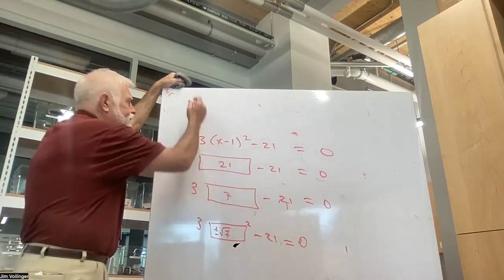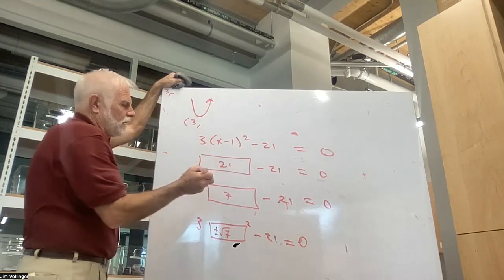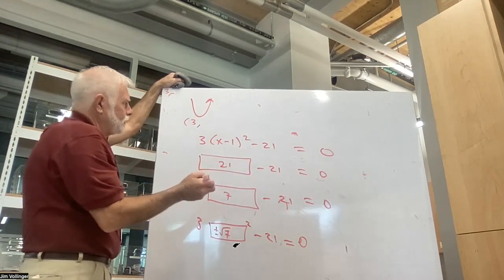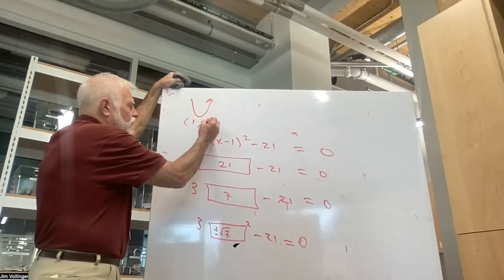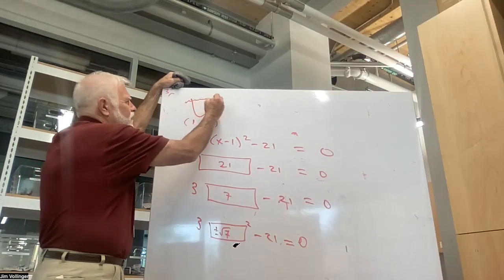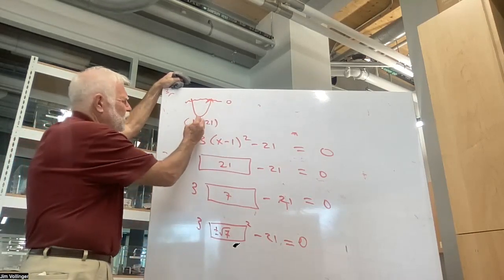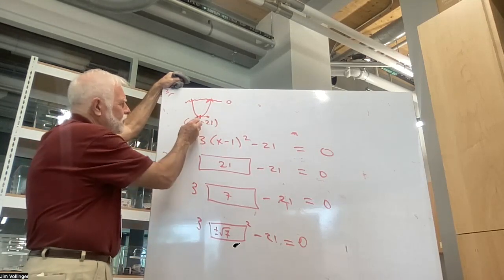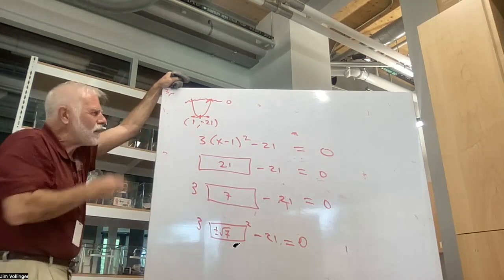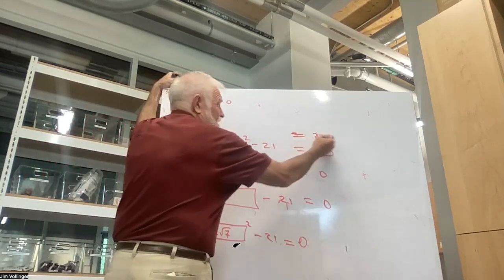So what do we have? We got a cup shape up. We got 3. And we got 1, negative 21. And we got to get up here to 0. Well, does it make sense that we have to move from the number 1 to the right and to the left? But we got to go up 21. So does it make sense that we start there?